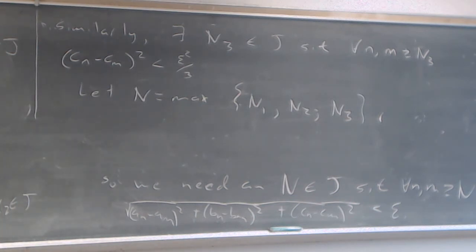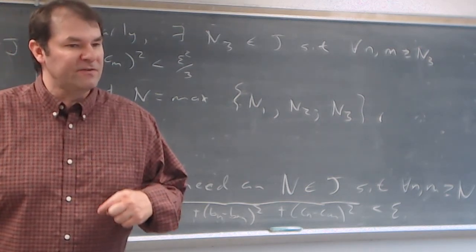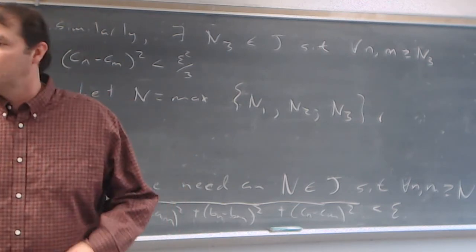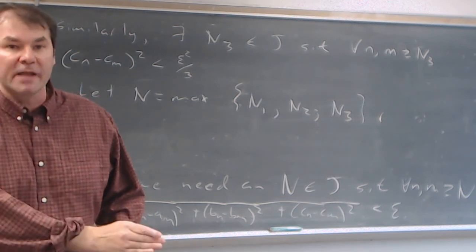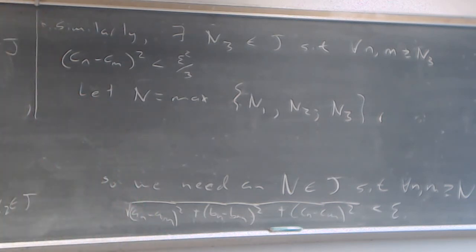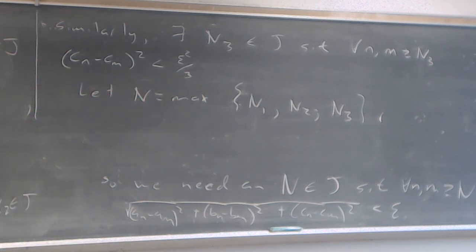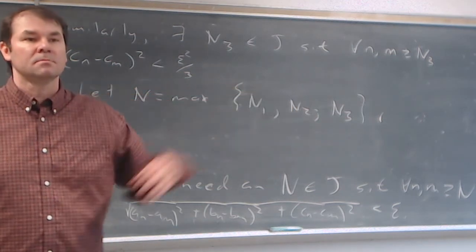indices are just positions. a sub 1 is the number in the first position. a sub 50 is the number in this sequence in the 50th position. We're saying there's a spot in the sequence, a position, such that from that position on, if you take any two terms, subtract them from each other, square it, you're less than epsilon squared over 3. Is that okay? So there's a spot for a, called n sub 1, such that from that spot on, you get what you want.